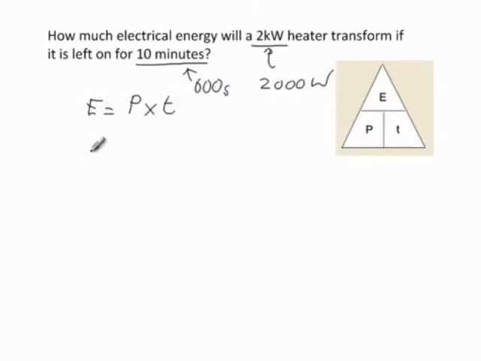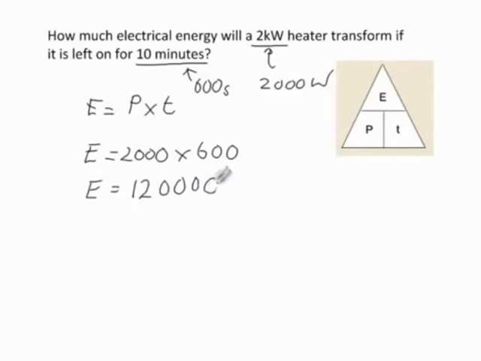Okay, so put that into the formula. So energy equals the power, which is 2,000 watts, multiplied by the time, which is 600 seconds. So the energy will equal, and I need to remember my units now. This is an energy, so it must be in joules.